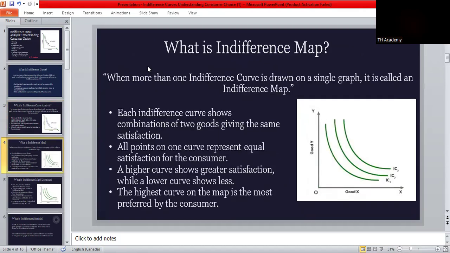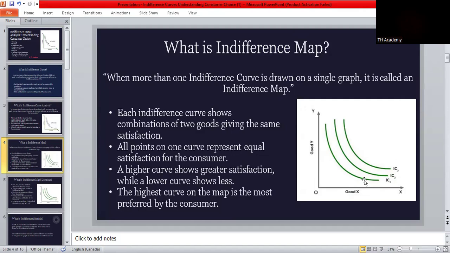Now, let's understand what an indifference map is. When we draw more than one indifference curve on the same graph, it's called an indifference map. As you can see on the screen, in this diagram there are three indifference curves. We can also say indifference curve as IC. So IC1, IC2, and IC3. There are three indifference curves in the same graph. So this is called an indifference map.